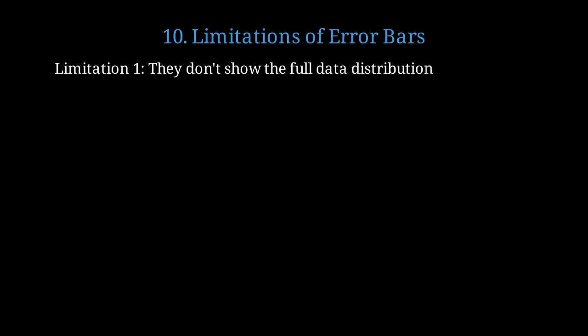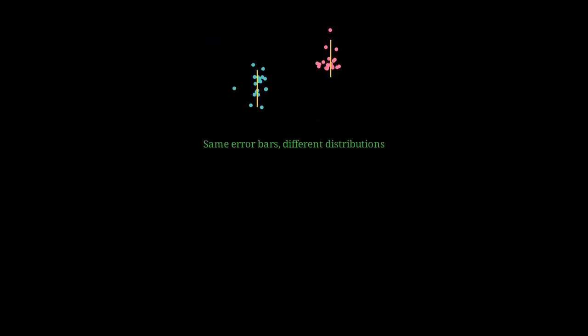Limitation 1. Error bars only show summary statistics. They don't reveal the full shape of your data distribution. These two datasets have similar error bars, but notice how the actual data distributions are completely different. Error bars miss this detail. Limitation 2. Error bars calculated from standard deviation are susceptible to outliers that can inflate the apparent uncertainty.